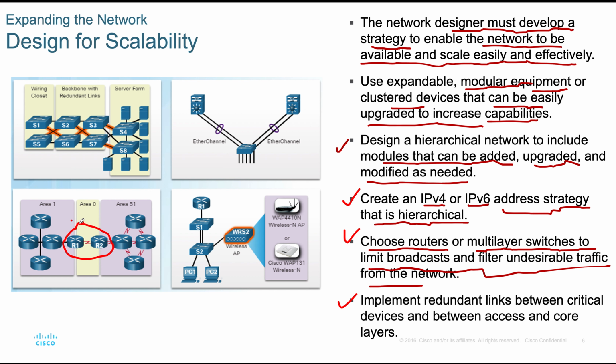Why? The reason for creating a redundant link ahead of time is to ensure that if there is a break in the network transmission, the redundant link can be switched to and used immediately, in order not to put the network into shambles or darkness. Is that okay? So we need to implement the redundant link between the critical devices and between the access and core layers. Is that okay? So it's very important.